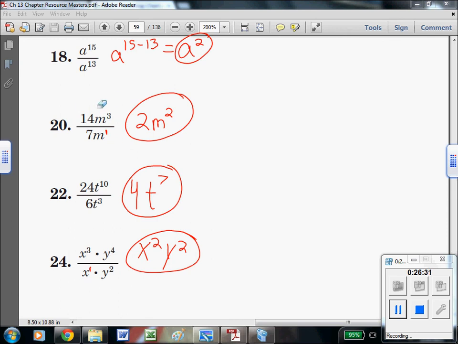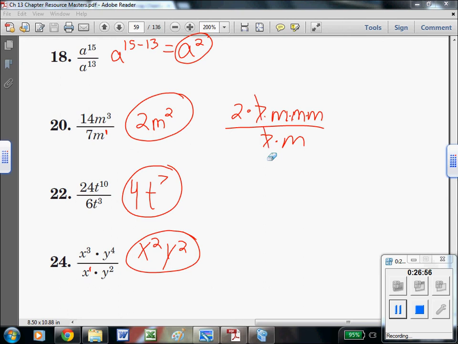So think of it more as the visual way that we talked about. If we were to do number 20 visually, for those of you who like the visual way, I see a 7 down here, so I'd like to see a 7 up here. So 14 can be said as 2 times 7, and then m is just m times m times m. Now on the bottom, we have 7 times m.